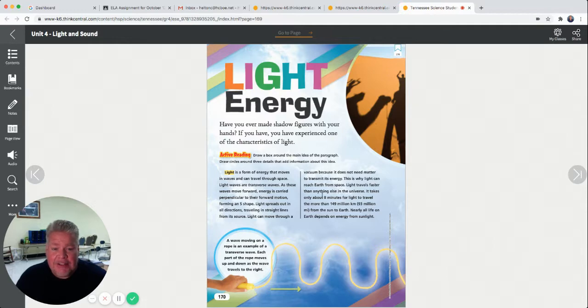Light travels faster than anything else in the universe. Did you know that? Light travels faster than anything else in the universe. It takes only about 8 minutes for light to travel the more than 93 million miles from the sun to the earth. So 149 million kilometers, 93 million miles from sun to earth. It only takes 8 minutes for the light from the sun to go that far. That's fast, isn't it? Nearly all life on earth depends on energy from sunlight.